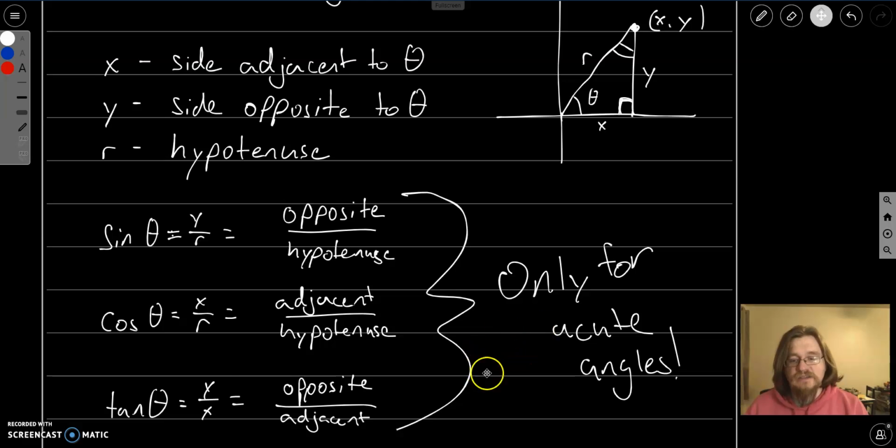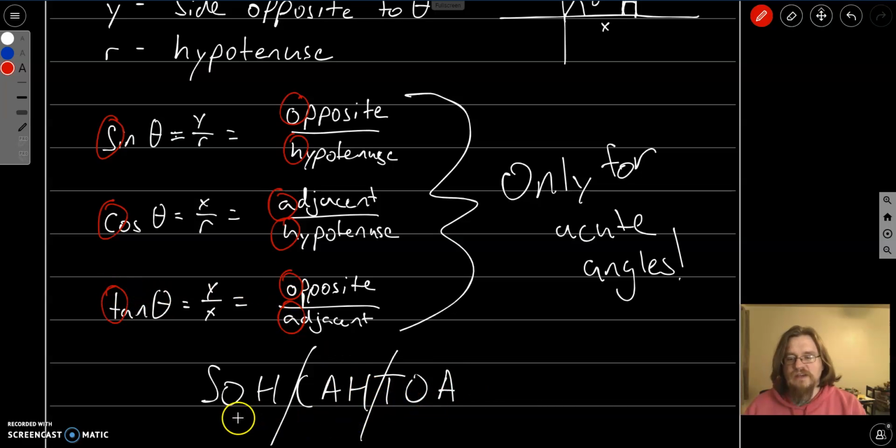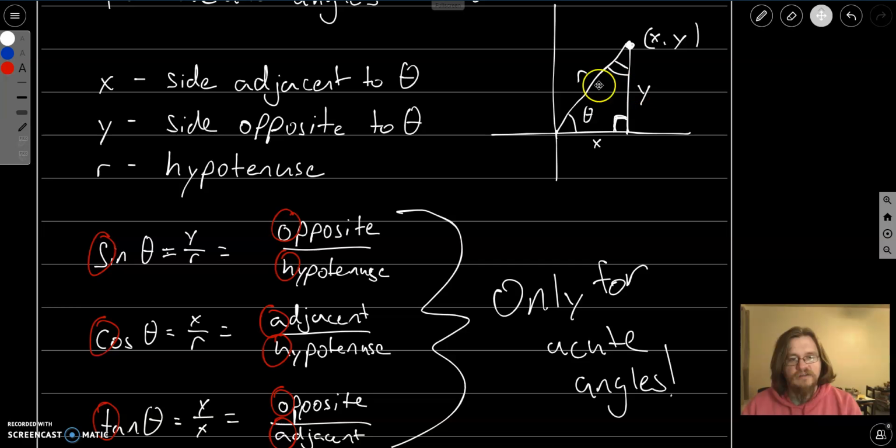But for acute angles, this is fairly nice, and we can remember this using SOHCAHTOA. This is maybe something that you've heard before. If we break it down into three things, we have SO, CA, and TOA. SO would be, if I can highlight this in red, sine is opposite over hypotenuse. CA, cosine, is adjacent over hypotenuse. And TOA, tangent, is opposite over adjacent. So this is just a very nice acronym. I'm sure you may have heard this before, at least in some context. If not, it's very handy. It's a nice phrase, SOHCAHTOA, and we can use this to find the sine, cosine, and tangent of angles that are acute by looking at triangles.